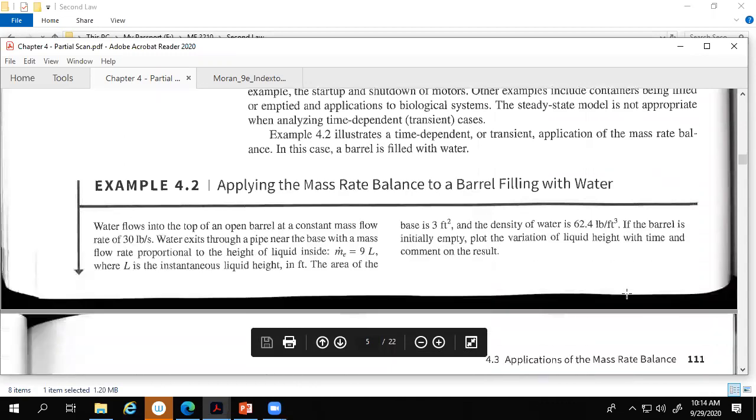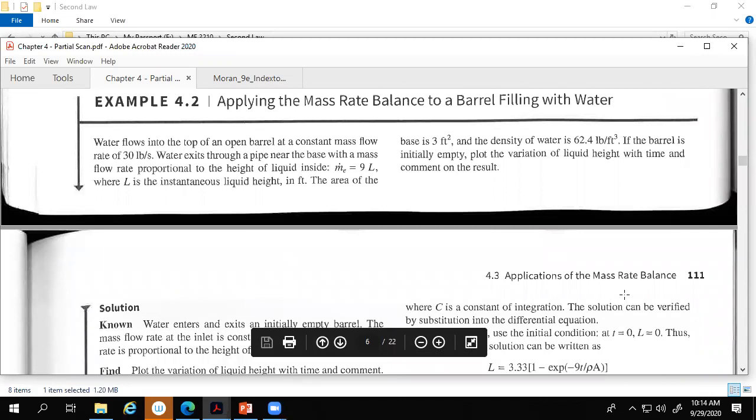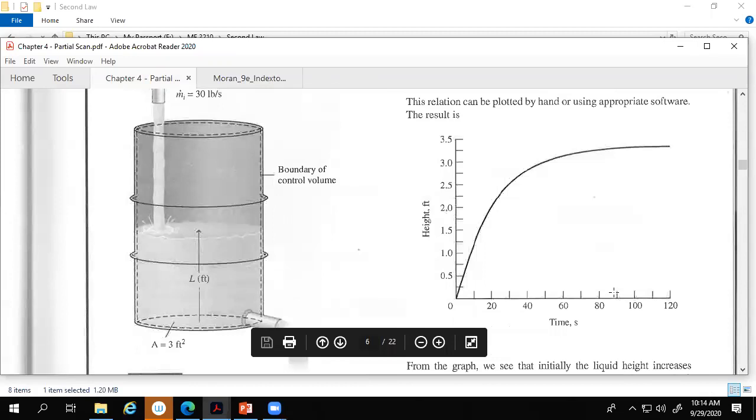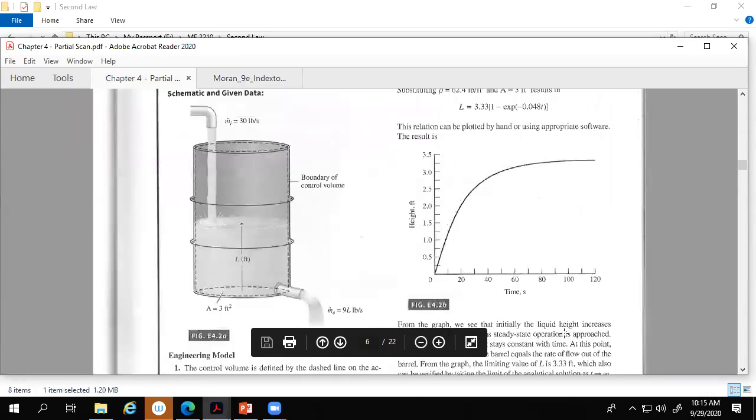Okay, let's go on to this one. This is a little better problem. This is a transient problem. So what we're going to do here is fill this barrel. Well, we're going to try to fill the barrel. We're going to see how high we can fill the barrel. We're going to put in 30 pounds a second, but we've got this pipe down here in the bottom, and somebody left the valve open. Now we're trying to fill the darn tank.